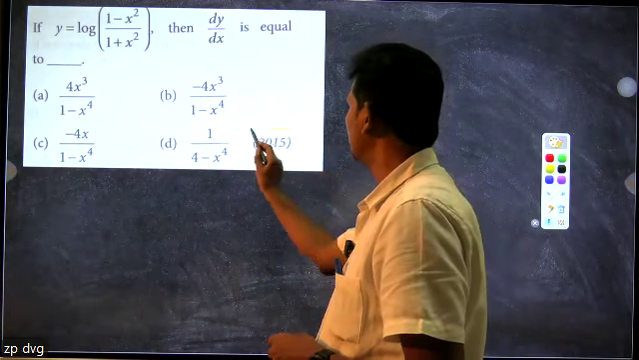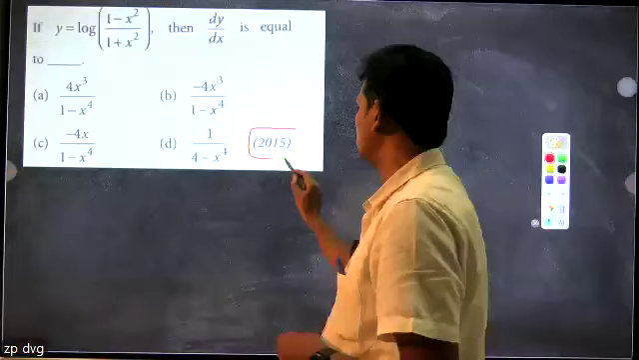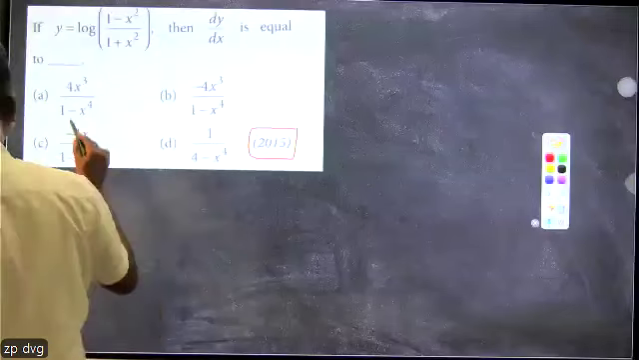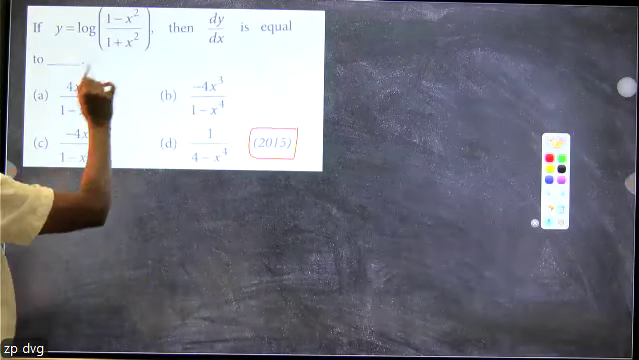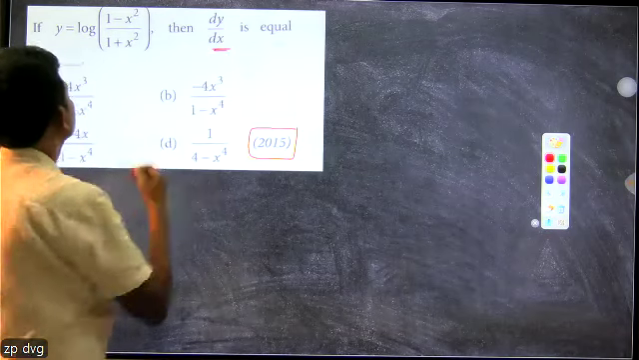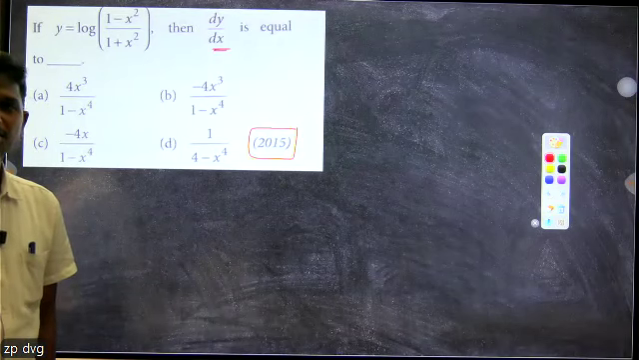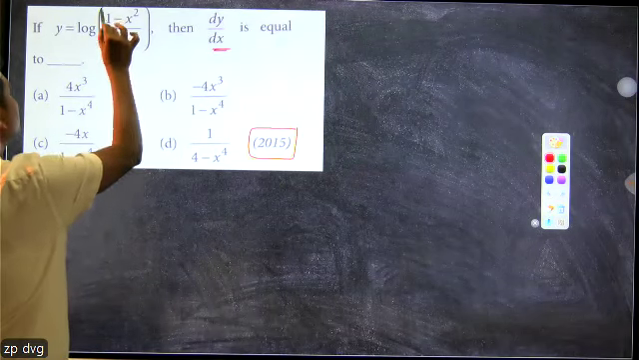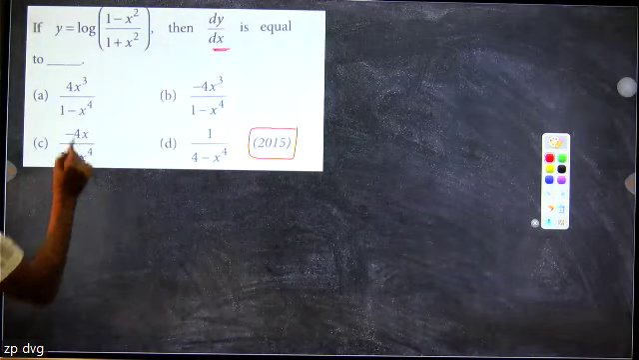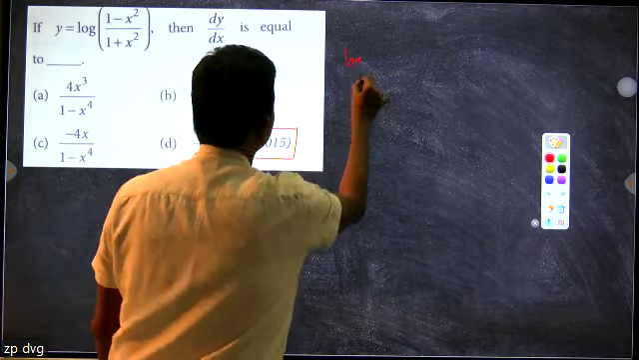See, this is the question given in the 2015 KCET exam. In 2015, this question is given. What is this question? Y equal to logarithm of 1 minus x square divided by 1 plus x square. Then dy by dx equal to what? Actually, you may think that we do this problem by chain rule differentiation, but that is a bit lengthy procedure. What I'll do here, I'll apply the logarithm formula. You know, in the logarithm chapter, this formula is there.